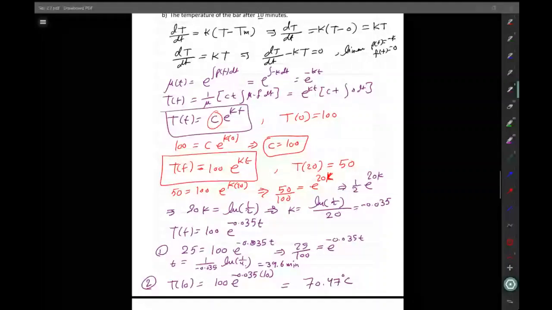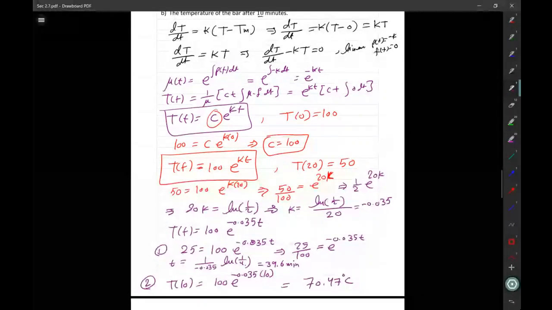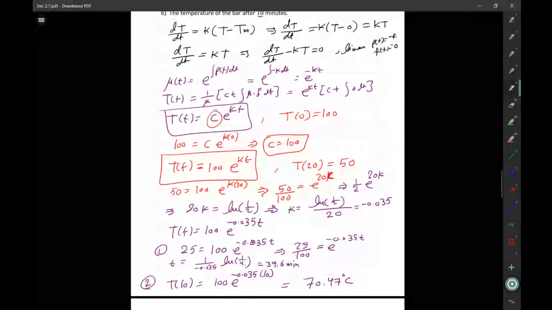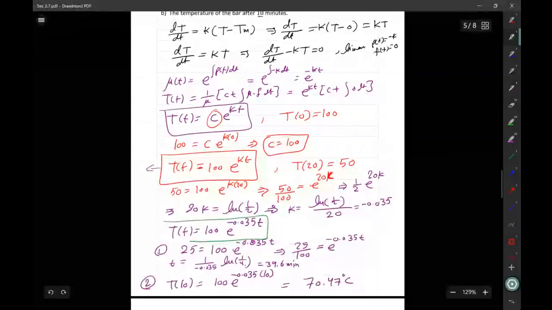Professor, why did we multiply, in the last line when we did T of 10, why do we do 100 exponential to the power minus 0.035 multiplied by 10? Because you need the value after 10 minutes. So this is the model here. Just substitute the time t, small t, equal to 10 minutes.